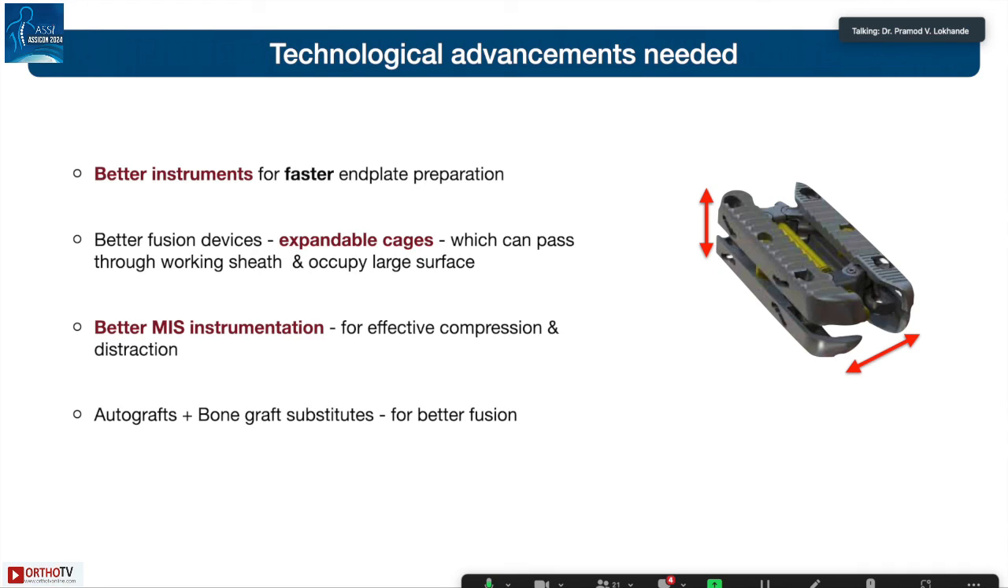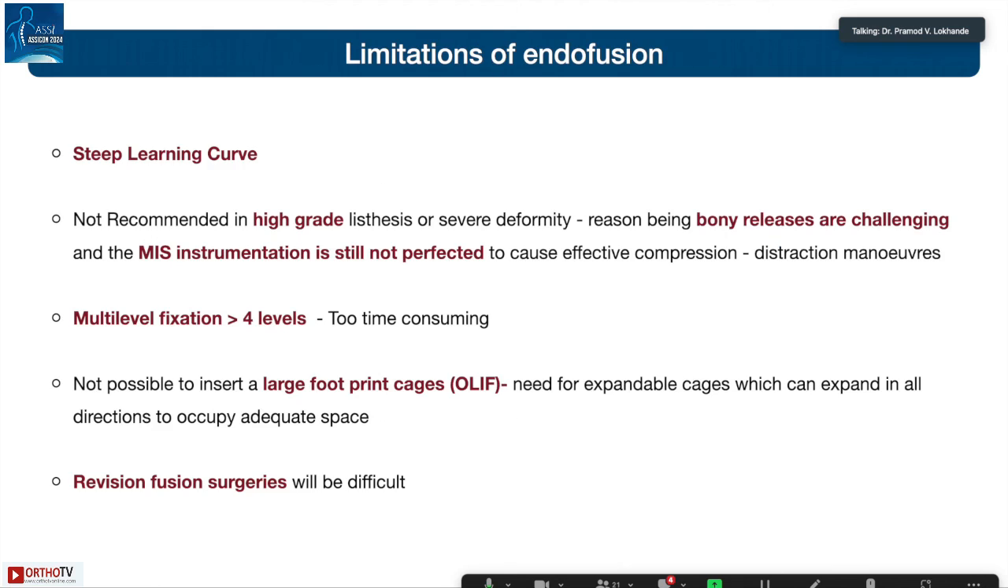Now these expandable cages should not expand only height-wise, they should expand size-wise also. They should expand in both directions. And one of the problems with MIS instrumentation, which I feel, is that they fail in causing effective compression and distraction techniques as compared to open surgery. So there have to be some changes in the MIS screws and instrumentation, and we need to find alternatives to autografts for better fusion rate.